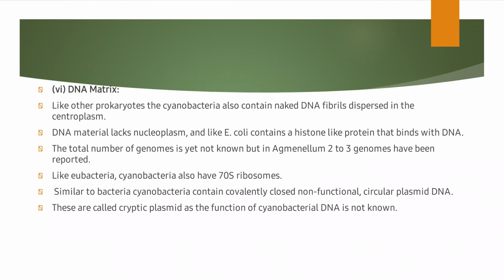Next is about DNA matrix. Like other prokaryotes, the cyanobacteria also contain naked DNA fibrils dispersed in the cytoplasm. The DNA material lacks nucleoplasm and, like E. coli, contains a histone-like protein that binds with DNA. The total number of genomes is not yet known, but in Agmenellum 2 to 3 genomes have been reported. Like eubacteria, cyanobacteria also have 70S ribosomes. Similar to bacteria, cyanobacteria contain covalently closed non-functional circular plasmid DNA.